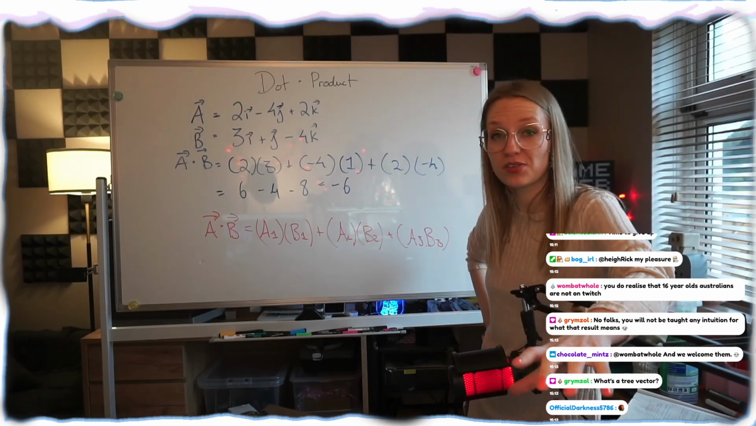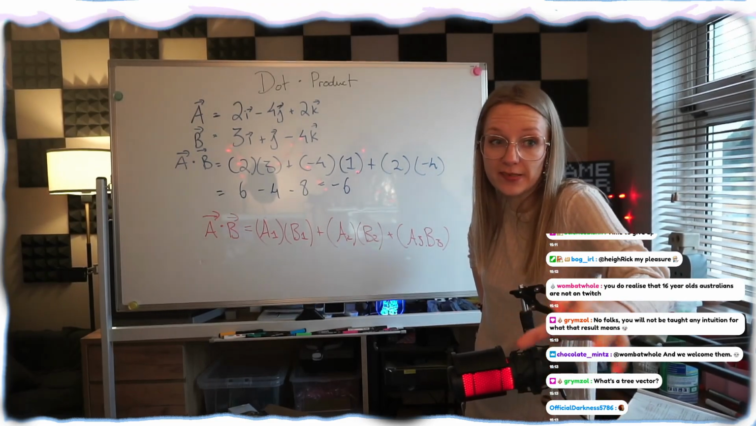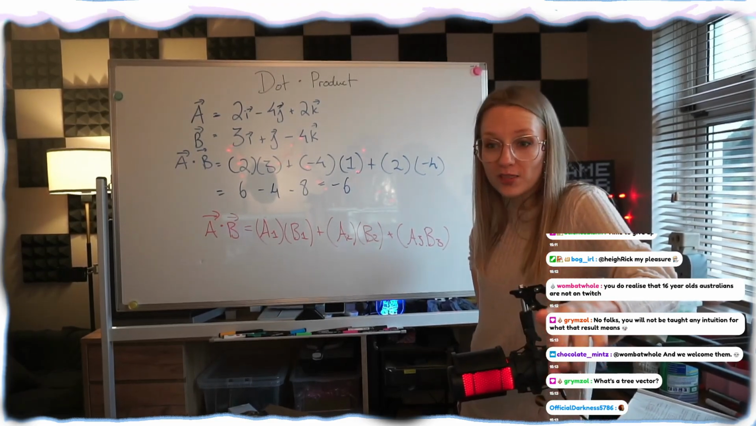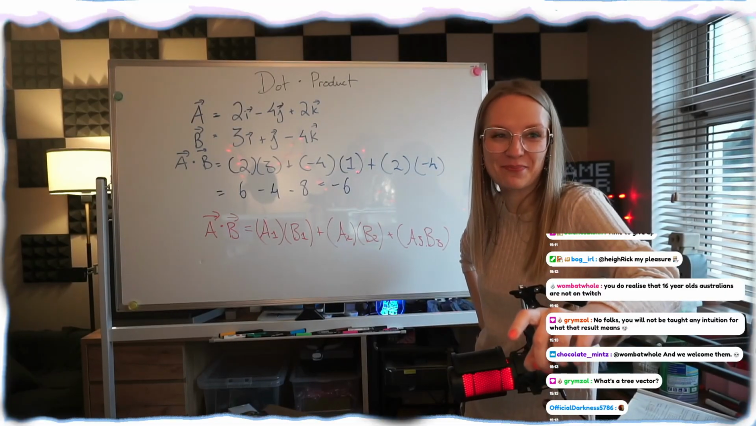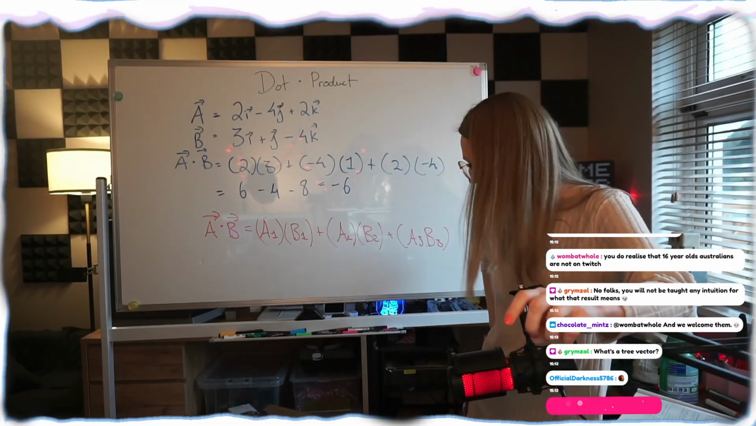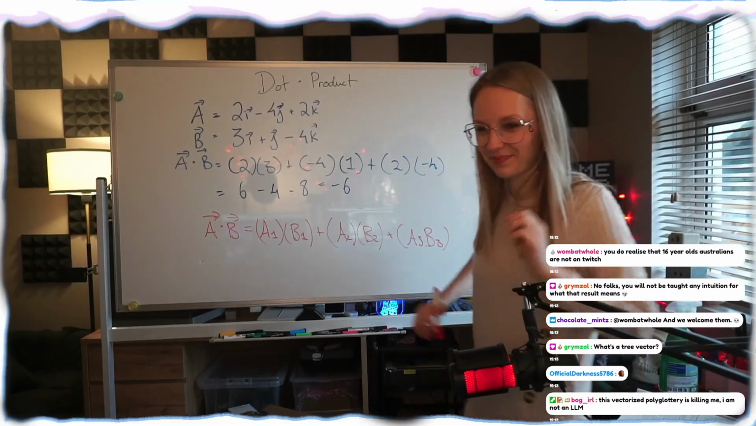The dot product is very easy. It's just multiplication. It's not too crazy. Cross product is where it goes crazy. We're going to learn a bit about matrices. You're going to love me for this.